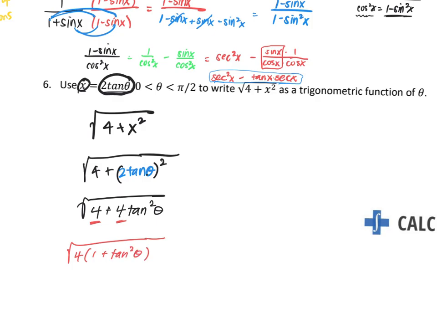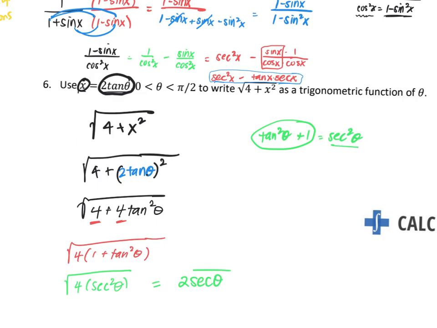And 1 plus tangent squared does look like a Pythagorean identity. So I'm going to write that one out. Tangent squared theta plus 1 equals secant squared theta. So instead of writing 1 plus tangent squared, I can just write it as secant squared. So I'm going to write 4 times secant squared. And now both of these are perfect squares. So I can take the square root of 4, that equals 2. And the square root of secant squared is just secant.